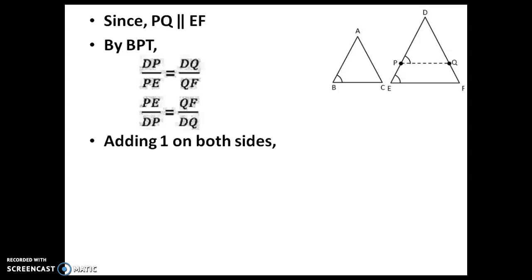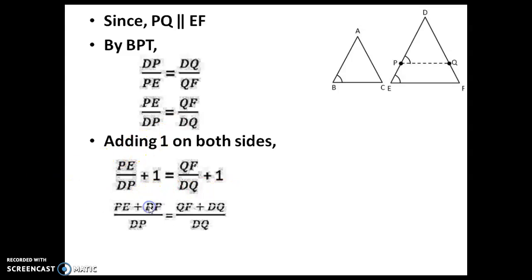So what do we have to prove? We have to prove these two triangles are similar, no? So in order to bring AB, we are adding 1 on both sides. Then by taking LCM, DP will be coming here. So we are getting PE plus DP, the whole divided by DP.